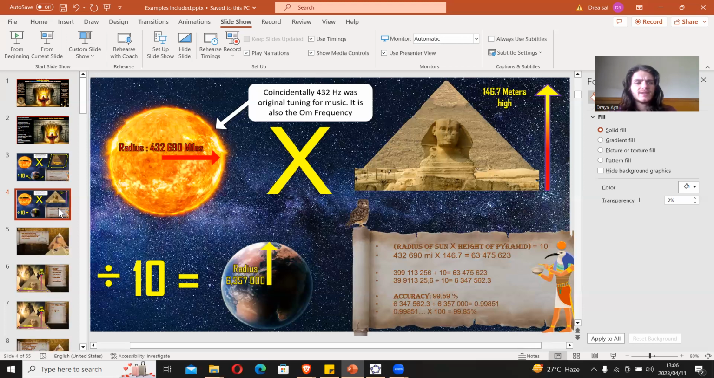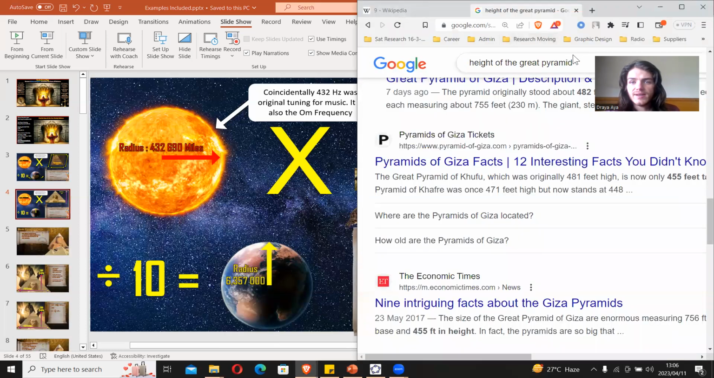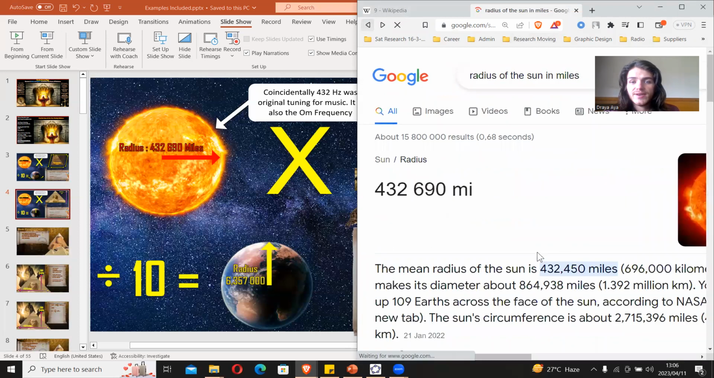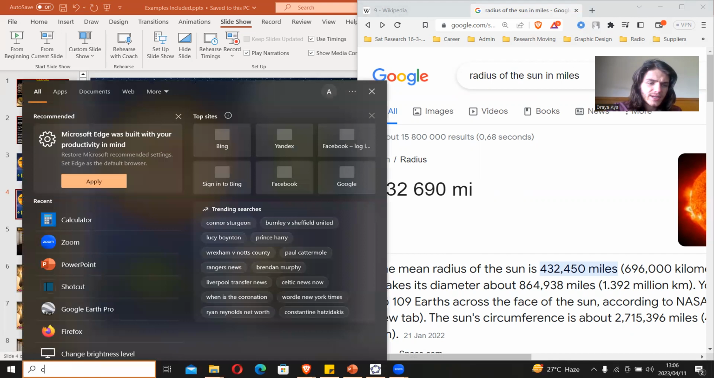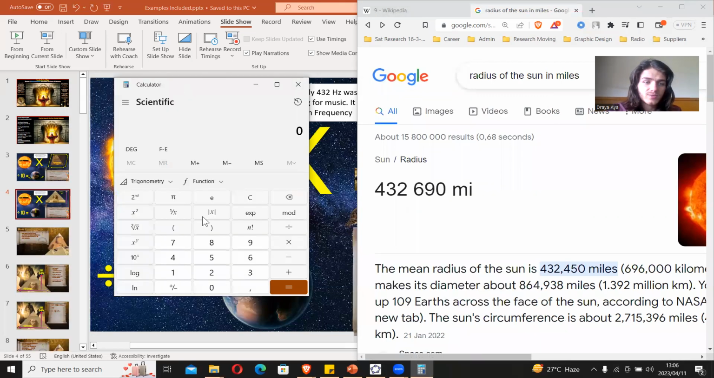All right, so let's test if this is true, in case I haven't made a mistake somewhere. Let's first check the radius of the sun and see if that is correct. And I've done it before. I search the radius of the sun in miles, and we have 432,690. And here in my presentation, I put 432,690. So we can tell that most definitely is correct. And with that being said, I'm going to put that number into the calculator and we are going to work this out.